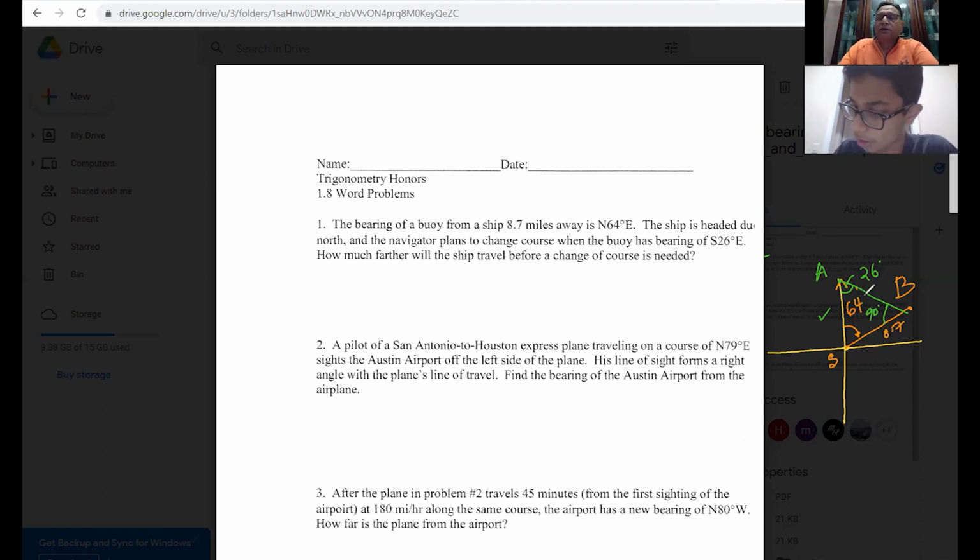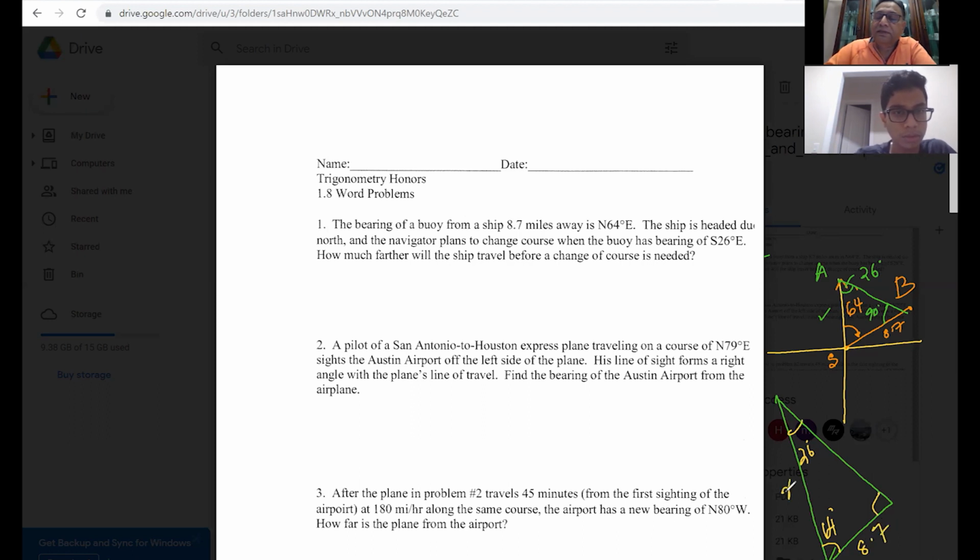So do you want to make a new diagram for this? 19.85. So what we figure out, let me just make a new diagram. And this was 64 degrees. This was 26 degrees. And this side given to us is 8.7. And we have to find this length x. Clear, right?